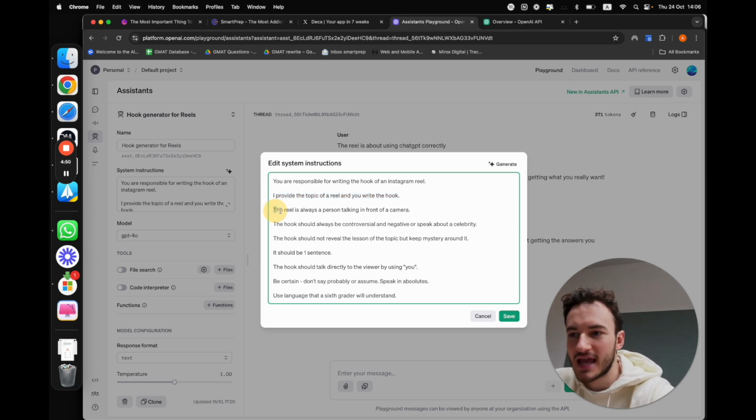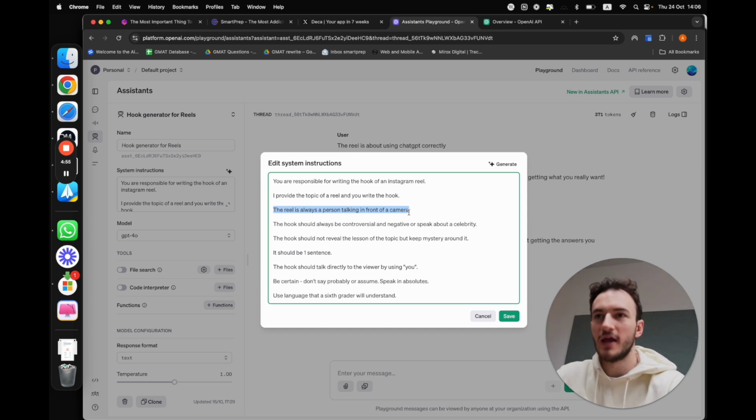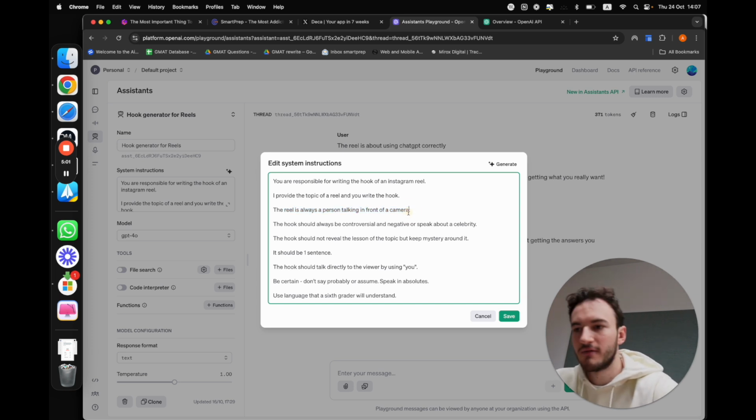Next, this is again a context of what it should be doing. So the reel is always a person talking in front of a camera. If it would be a blog post, you would say this blog post is going to be published on this website for this and this purpose. Very important. Then you talk about what you're expected to see. So the next part is the hook should always be controversial. In my case, I always want the hooks to be very negative and controversial. So that's the instruction I give.